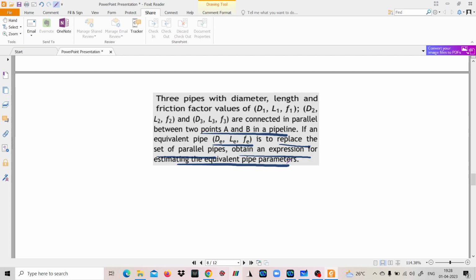Now when these three pipes are connected in parallel between 2 points A and B, you have to obtain an expression for the diameter, length and the friction factor for an equivalent pipe. That means if you have to replace these three pipes connected in parallel by a single equivalent pipe which gives you the same discharge, then you have to obtain the expression for DE, LE and FE, that is the diameter, length and friction factor for the equivalent pipe.